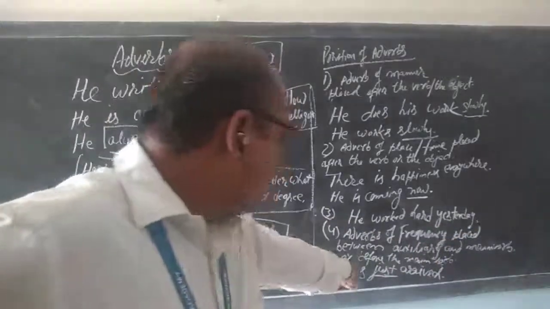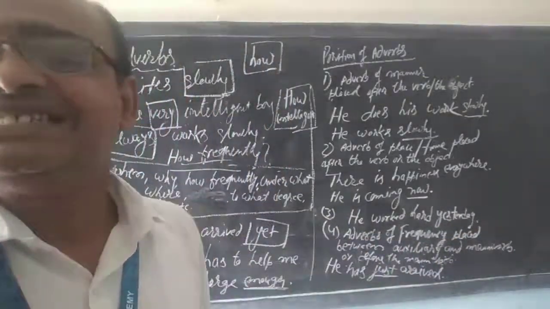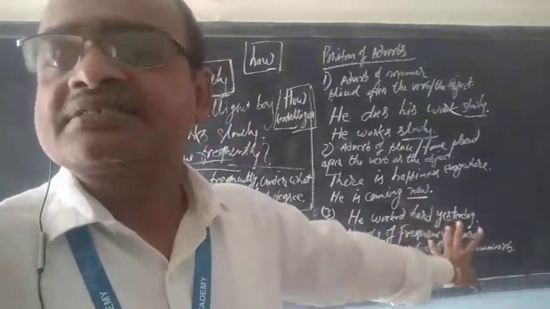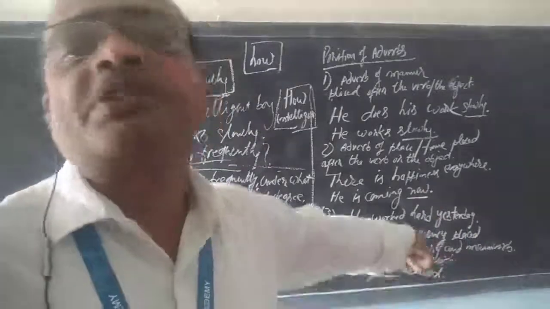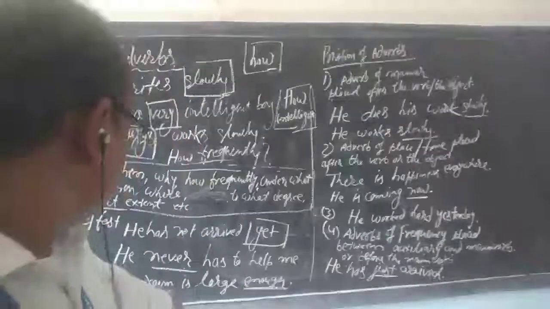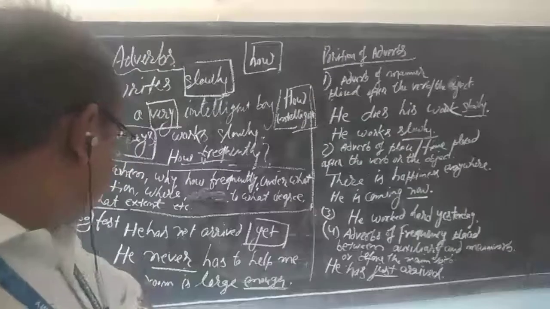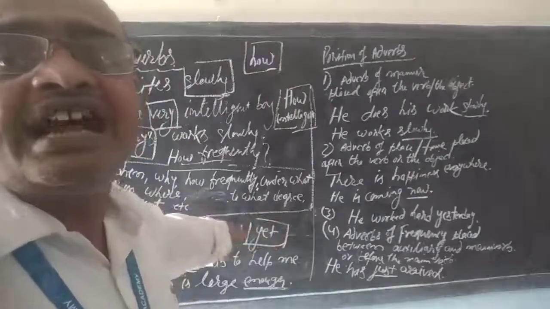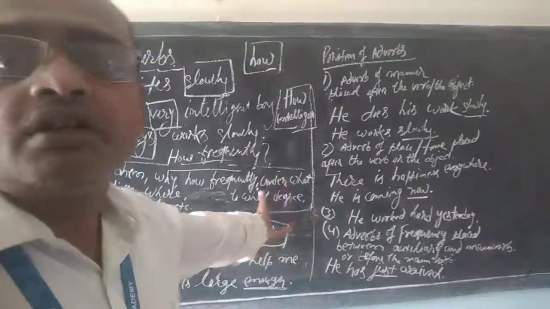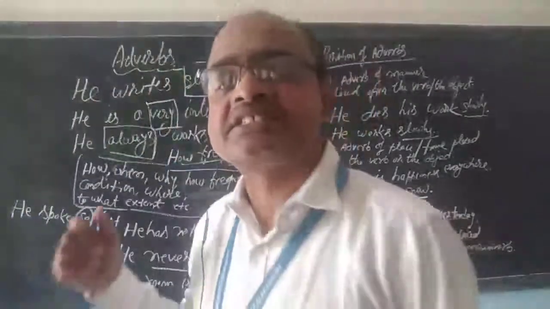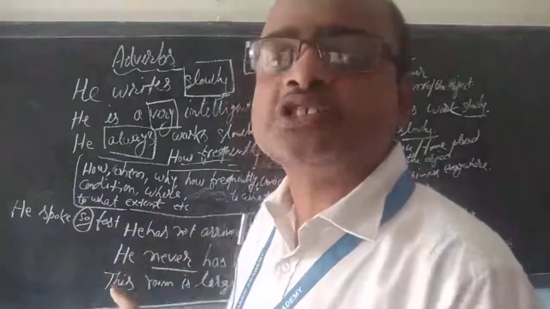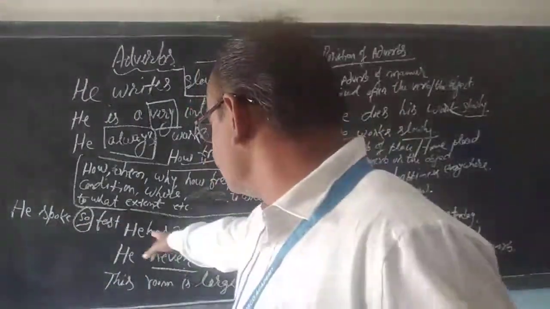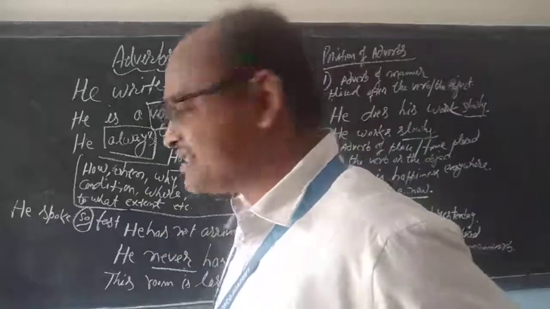Well, the adverb just becomes yet in negative sentence and is used at the end of the sentence. See here. He has not arrived yet. You cannot say he has just not arrived. It will be wrong. In negative sentence, just changes into yet and is used at the end of the sentence. He has not arrived yet.